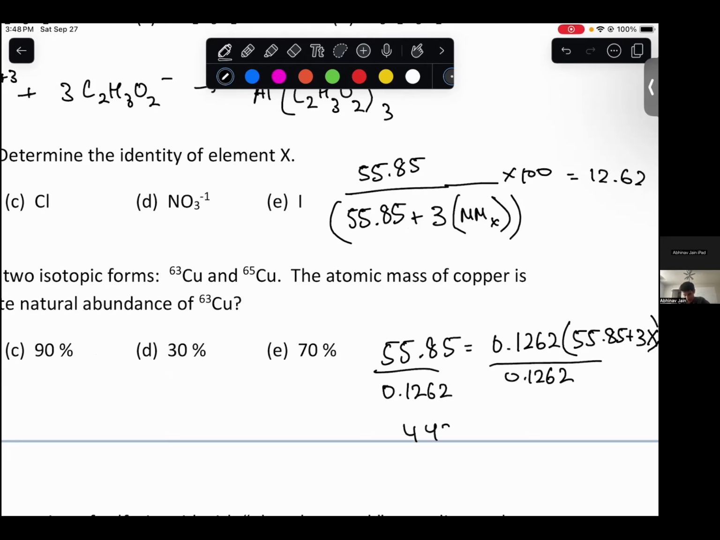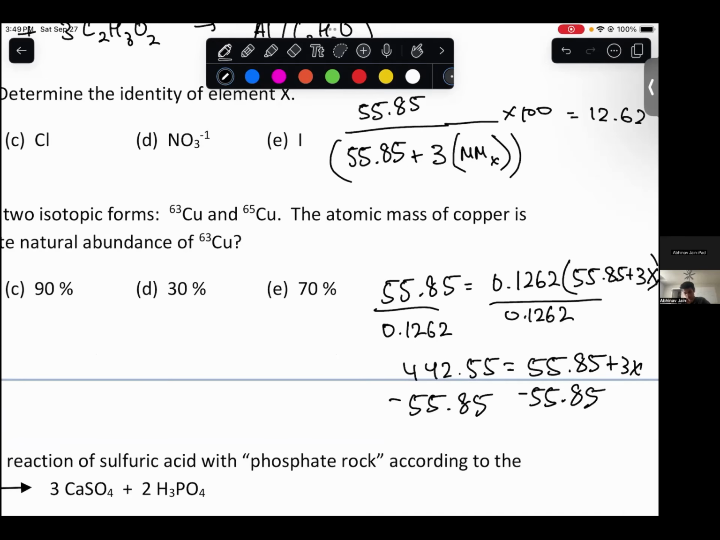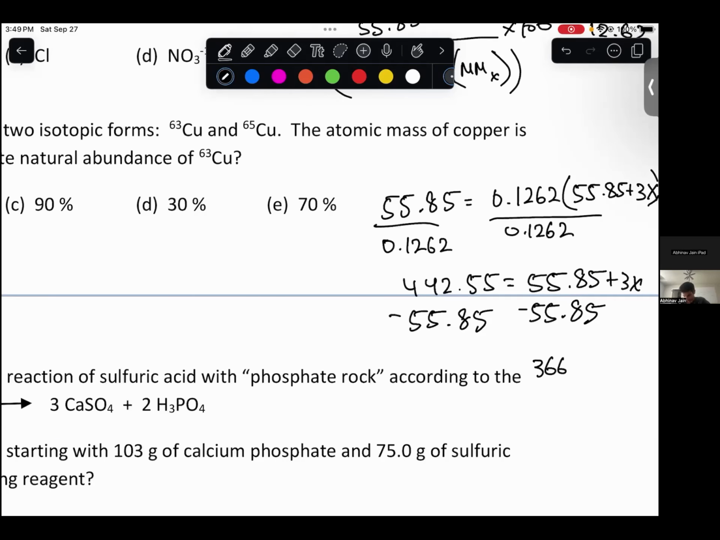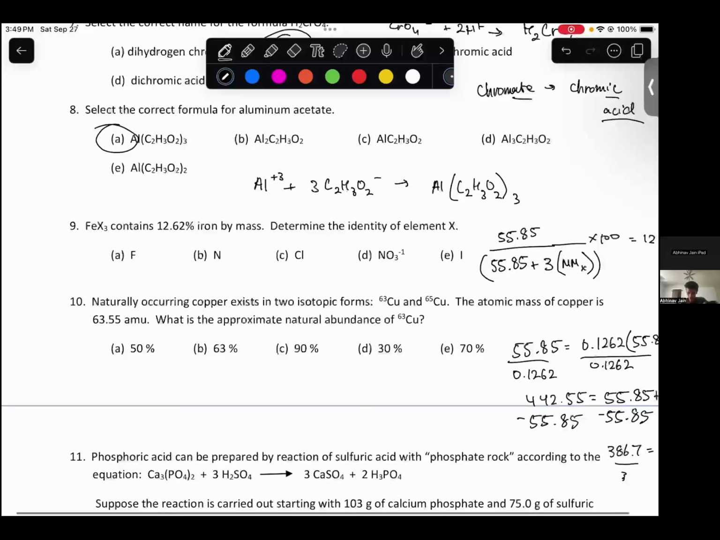So we get 442.55 equals 55.85 plus 3x. Now we obviously just do minus 55.85 minus 55.85. And then we divide that quantity, 386.7 equals 3x. So divide that by 3, divide that by 3. We get 128.9. So that's pretty consistent with answer choice E because the molar mass of iodine is around 126.9. So iodine is pretty close to that.